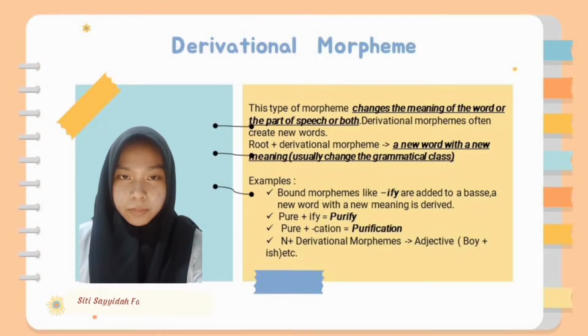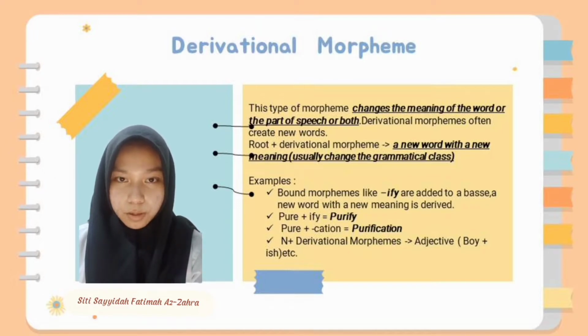Derivational morpheme. This type of morpheme changes the meaning of the word or the part of speech or both. Derivational morphemes often create new words. Root plus derivational morpheme is a new word with a new meaning. Usually they change the grammatical class.